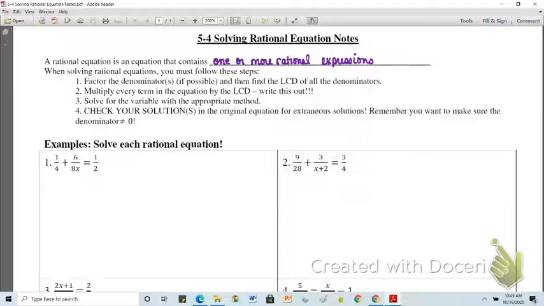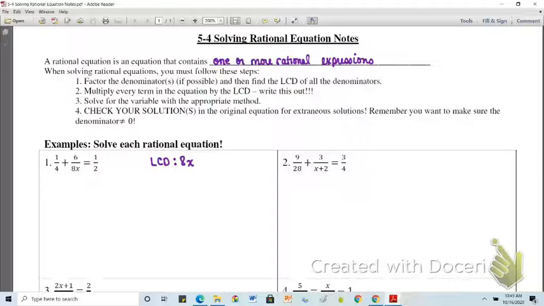So looking at number 1, the first thing I'm going to do is figure out what my least common denominator is. So when I look at all my numbers, 4, 8, and 2, the least common denominator between those is 8. And then I also need the x. So my least common denominator is 8x.